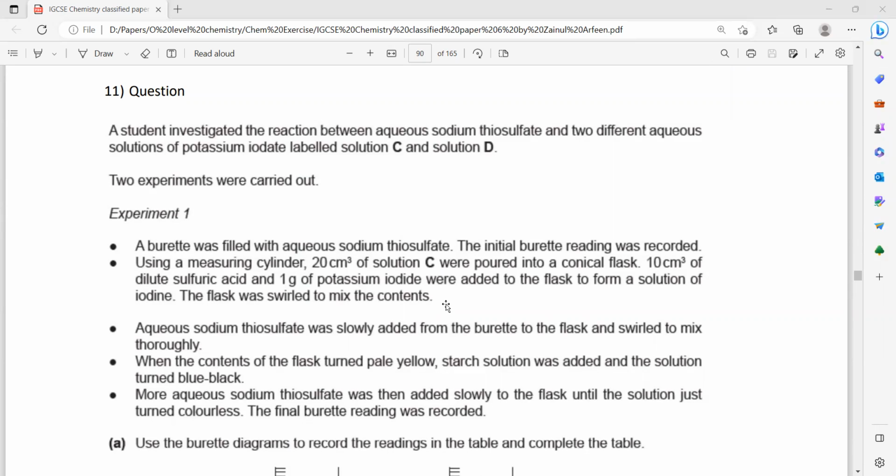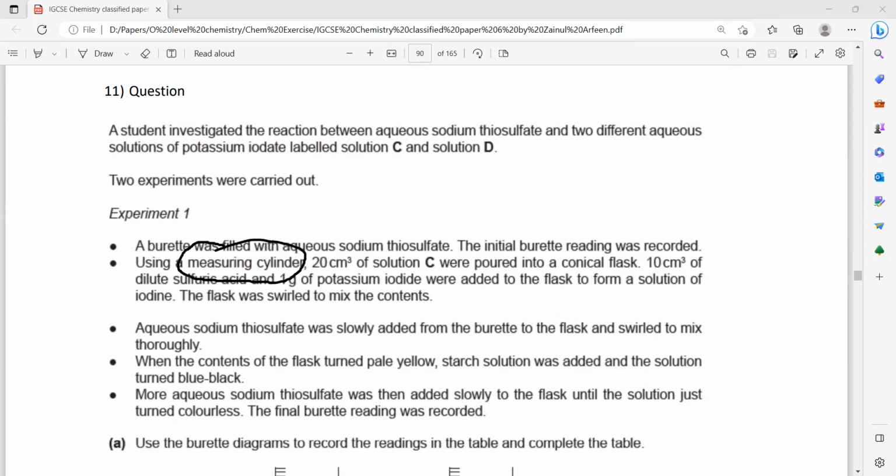Measuring cylinder was used to fill 20 cm³ of solution C. Yeah, so the measuring cylinder is used. We can use a burette for that, but you cannot mention pipette because it is not 25 cm³.